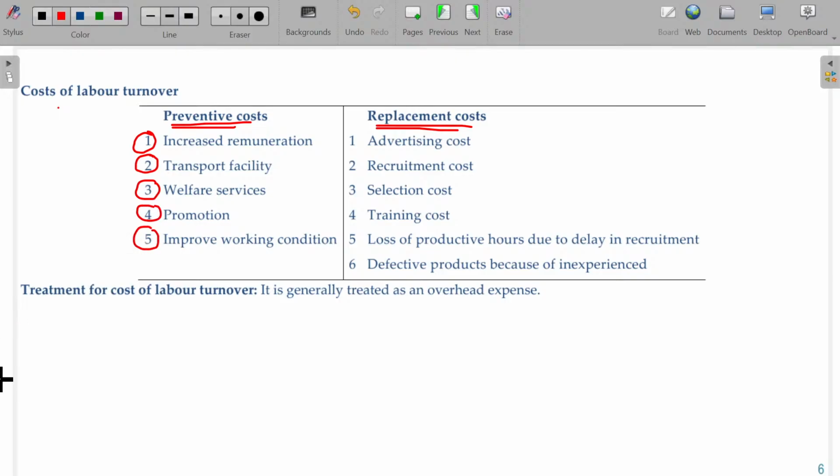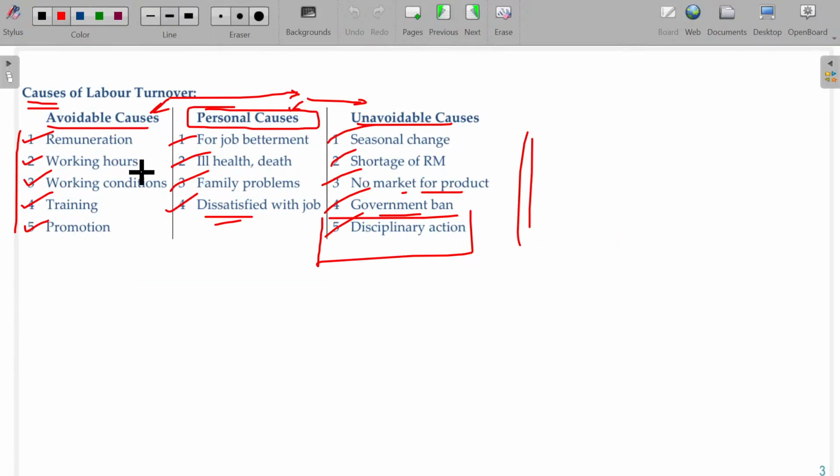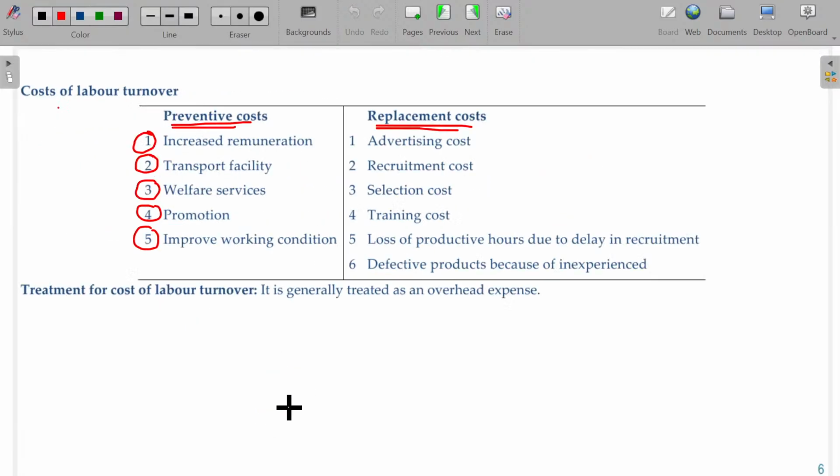What are the problems we already listed in the case of avoidable cost? You can now avoid this by doing some extra cost. These costs are called preventive costs. And replacement costs: advertisement for selecting the employees, and recruit, select, train, and delay in recruitment causes loss of productive hours, and because of inexperience, there may be defective product being the output produced by the inexperienced staff.